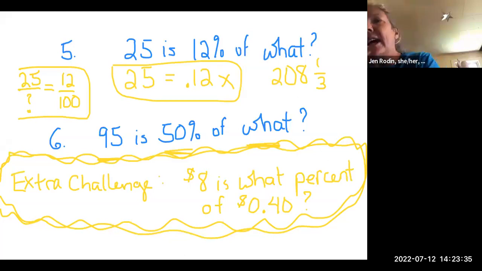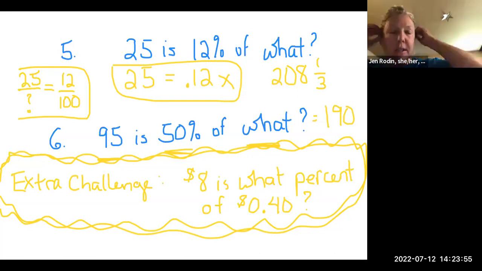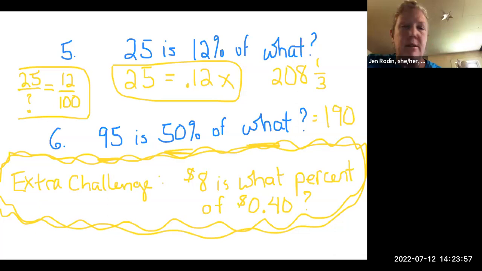And then 95 is half of, that one's easier. It's half of 190. And then this one, you should have ended up with 2,000%. That's the answer. And if anyone wants me to go through that with them, I'll show you. I'm just going to write it down so I don't forget. And that was that magazine markup problem that I made up.